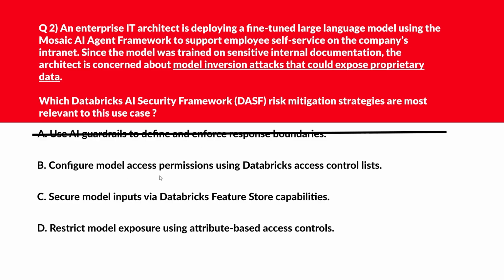B says configure model access permissions using Databricks access control lists. Access control lists help restrict model access, reducing exposure risk from model inversion attacks. Let's keep it. Option C says secure model inputs via Databricks Feature Store capabilities. Feature Store secures input features, not model access or output leakage. Wrong answer. Let's move to option D.